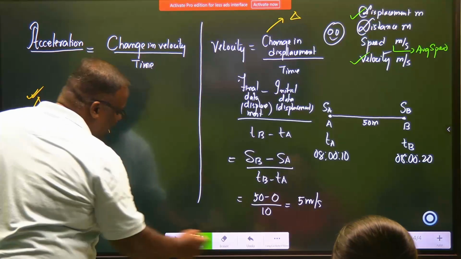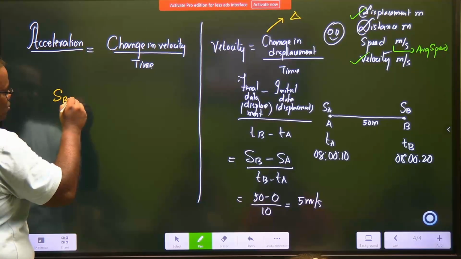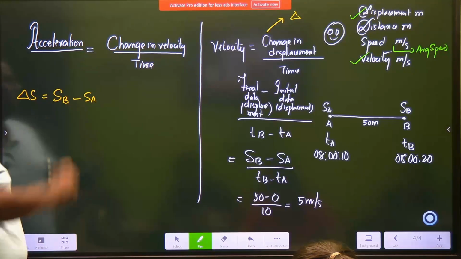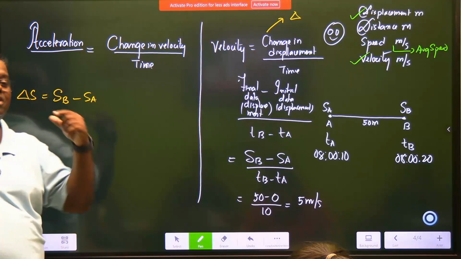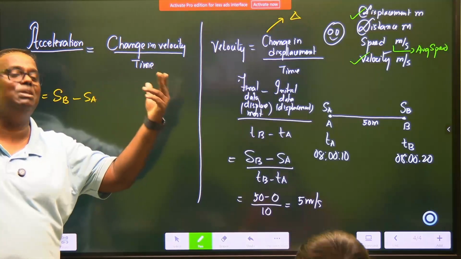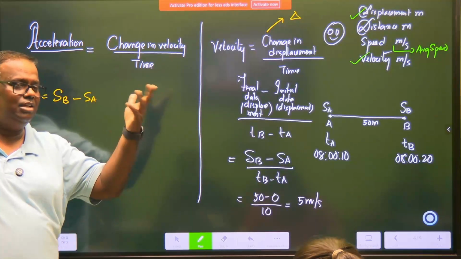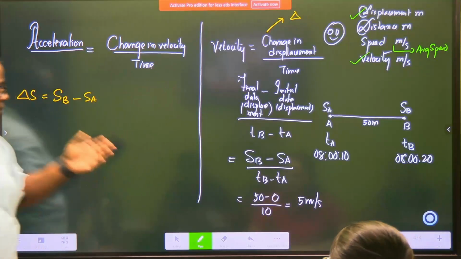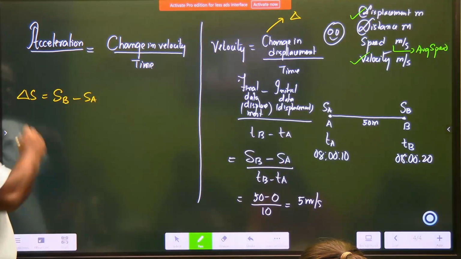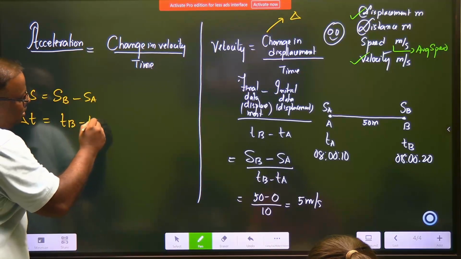So how to read delta: you said that the difference in displacement was SB minus SA, right? I will write this quantity as delta S. Delta S stands for the change in displacement. Delta T, capital T, is change in temperature. Delta V in electricity will be the change in voltage. Delta I in electricity will be the change in current. Similarly, for time, I will represent it as delta T. Delta T is equal to TB minus TA.